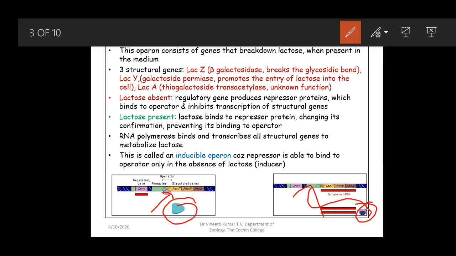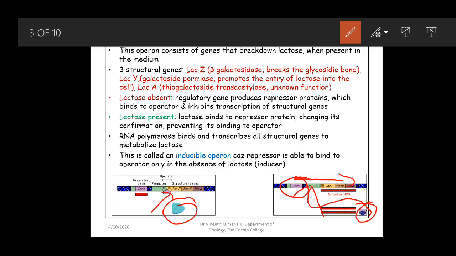That means RNA polymerase binds here. It transcribes the particular genes or the particular operon, and the mRNAs of the three genes are being produced. They will be translated into protein. The enzymes will be produced. The three enzymes do their function inside the bacterial cell.